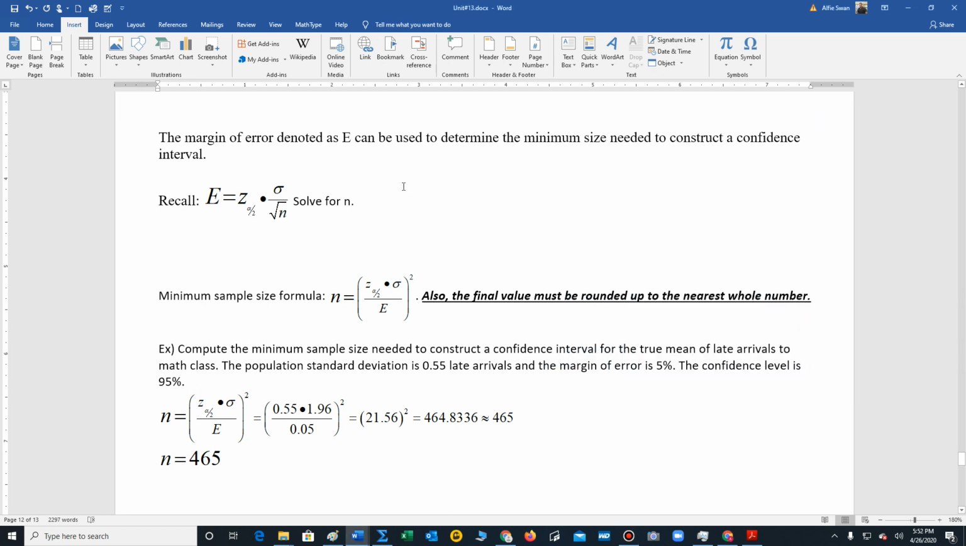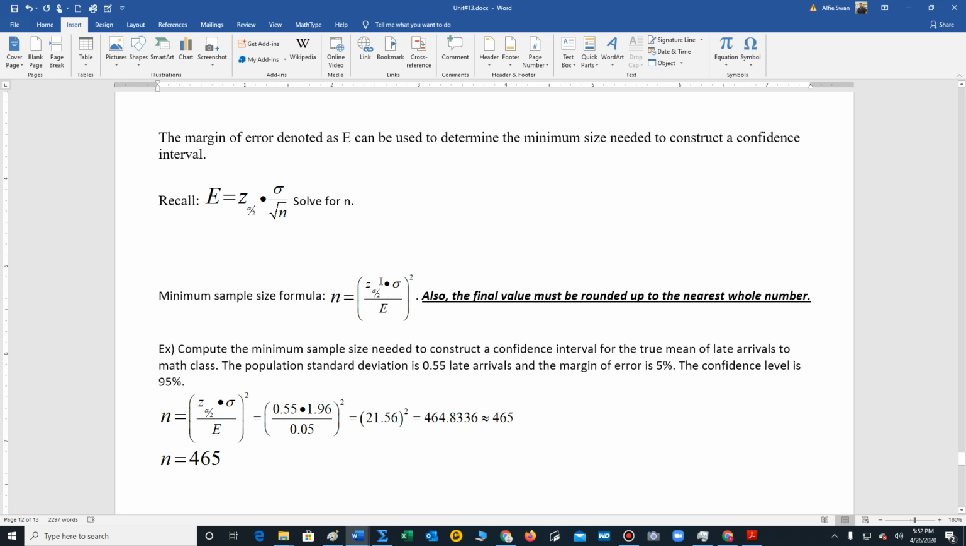The margin of error, denoted as E, can be used to determine the minimum sample size needed to construct a confidence interval. So E, if you recall, is equal to z sub alpha over 2 times sigma divided by radical n. Well, we want to estimate n. What we can do is use some algebra to solve for n. If we do this, we'll end up with the following formula: n is equal to z sub alpha over 2 times sigma divided by E, quantity squared.